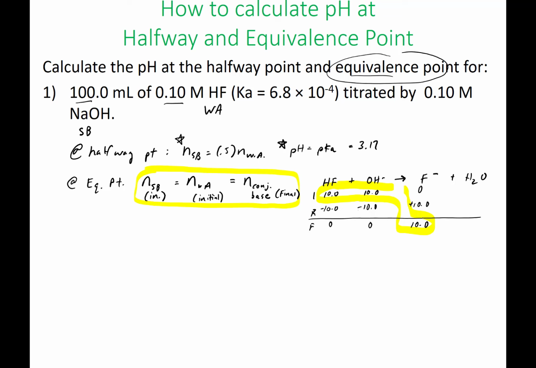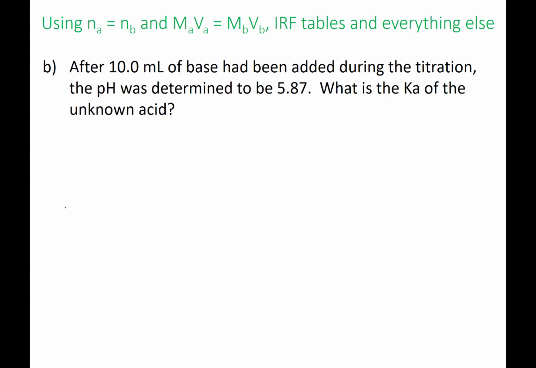All right, so we're going to create 10 of the conjugate, and this is important because as you saw in that particle view, this is the only species at the equivalence point besides water. So this is what's going to control the pH, the conjugate base. So once we have this millimole, we're going to get the total volume added. So the total volume is going to be our 100 milliliters that we started with, our 100 milliliters of HF.